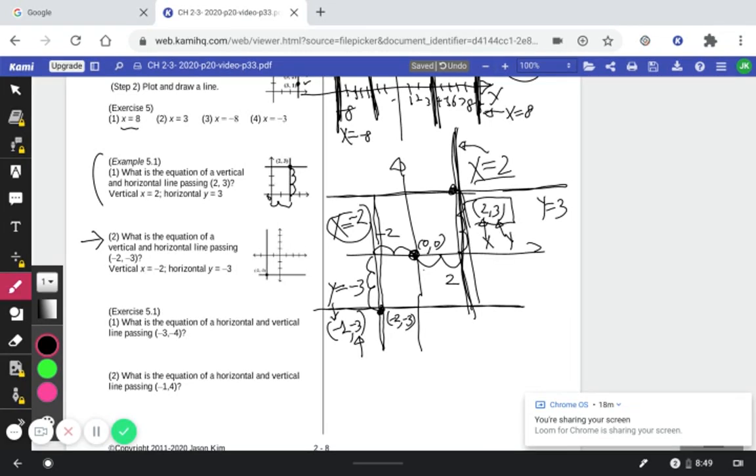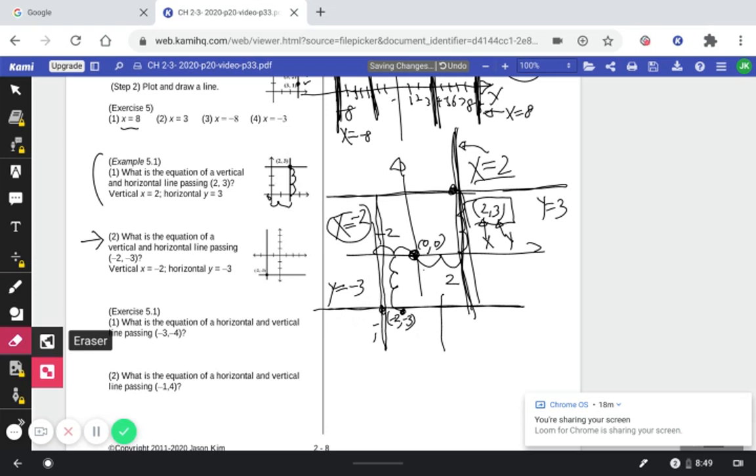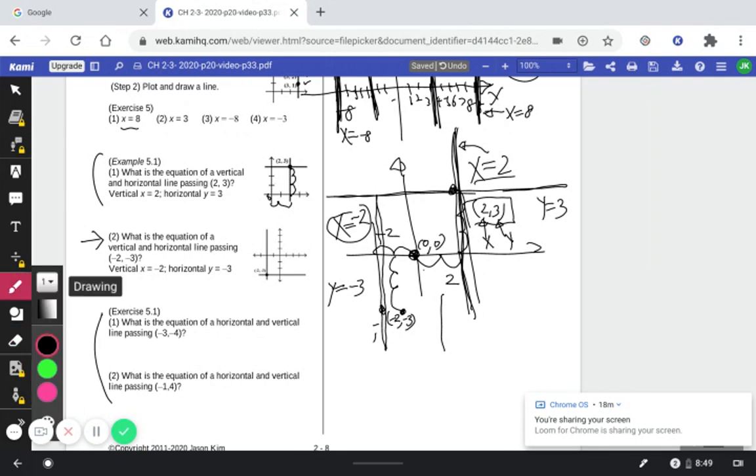So does everybody understand this? Okay. So now pause the video and try this exercise, and then check your answer with the solution key. Okay, so try this exercise 5.1. Pause your video now.